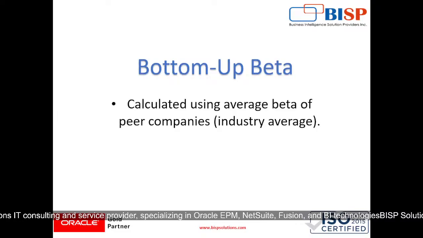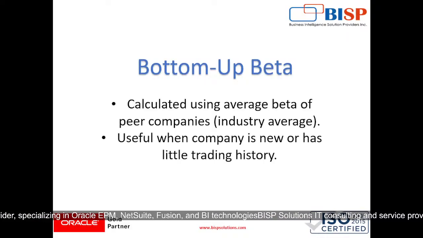So if we talk about our bottom up beta, which is starting with industry average beta, adjusting it based on company's capital structure like debt upon equity, and it is more stable and less noisy than regression beta. It means it is calculated using average beta of peer companies where industry average is there, useful when the company is new or has little trading history.